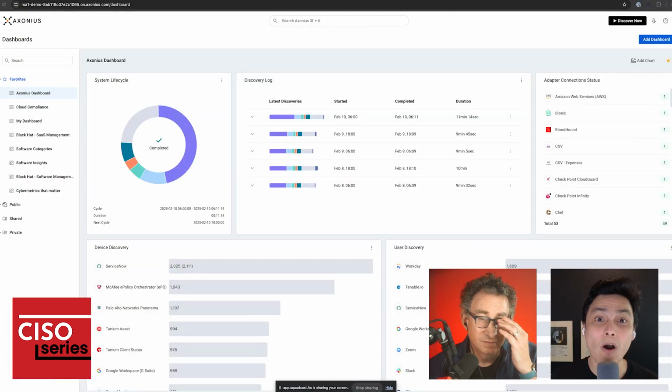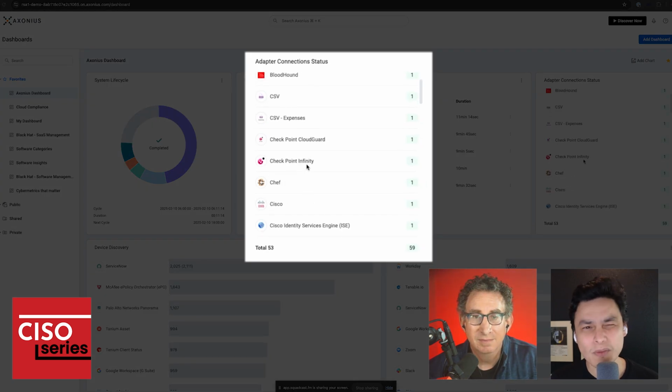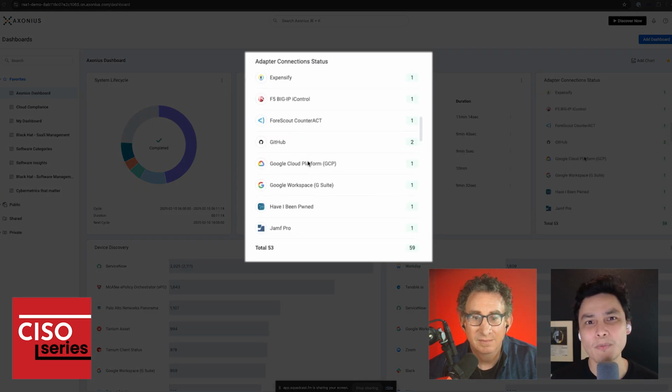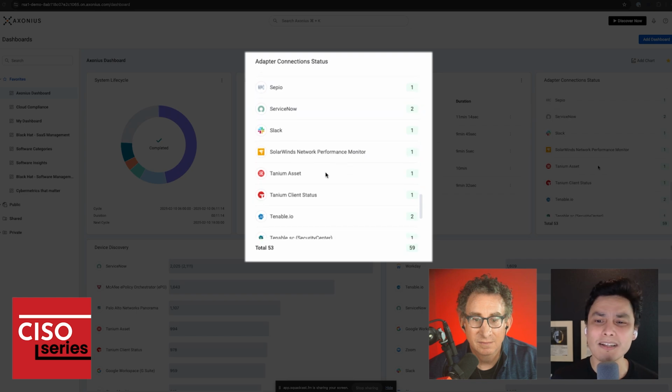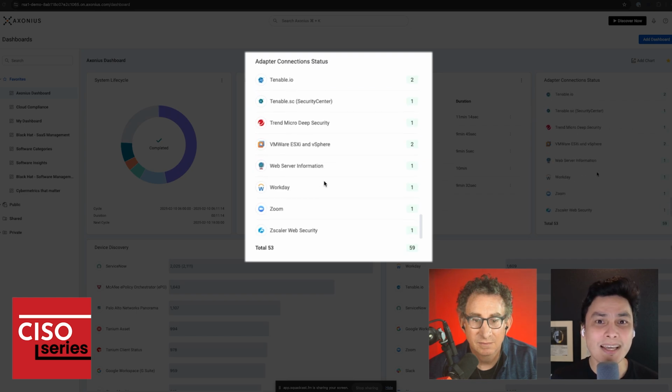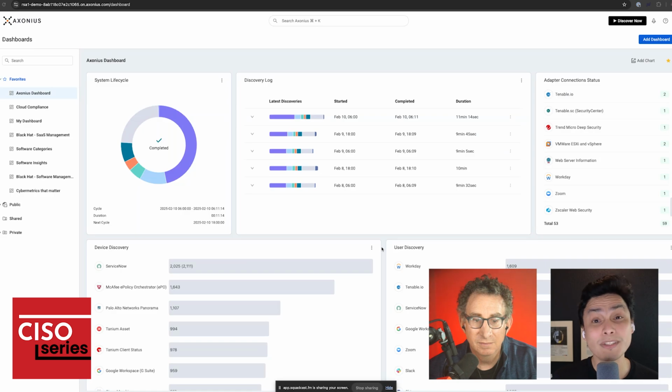Axonius integrates with all the systems you have across on-prem, across your cloud, your private cloud, and asks a simple question. What are the things that are touching my data, my processes, and therefore they represent a risk to my organization? And just to make everyone clear, Axonius is an asset management, but it's more than that.